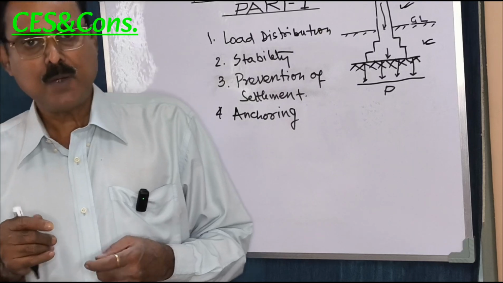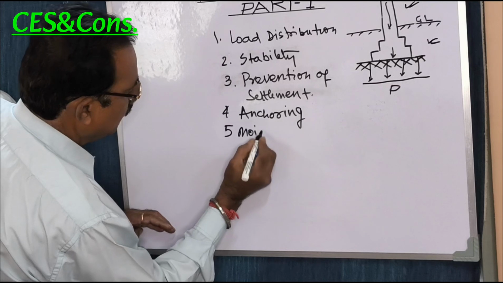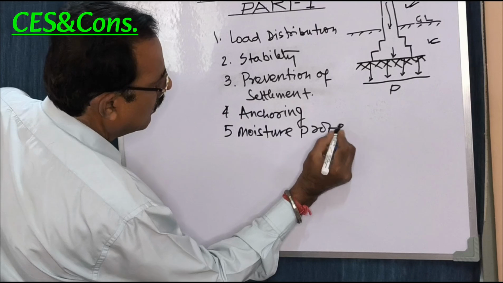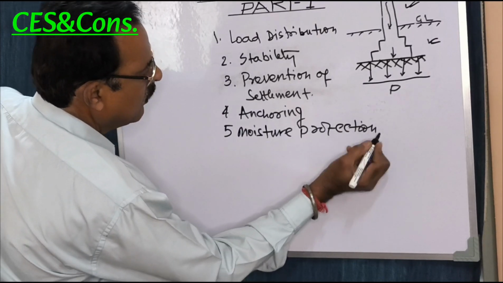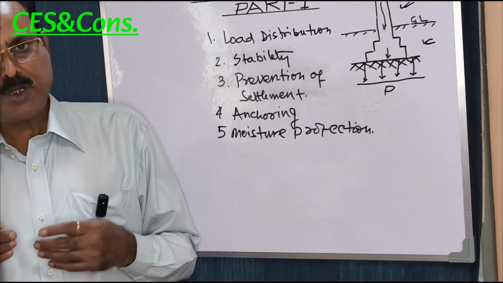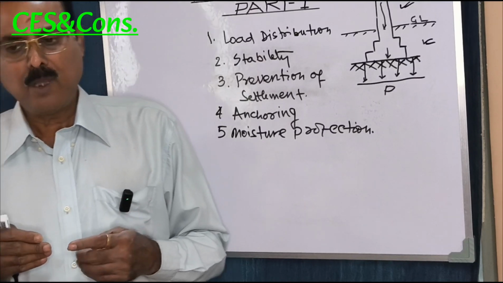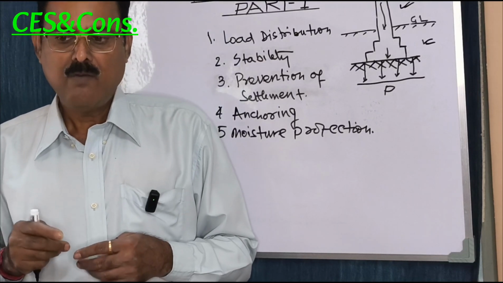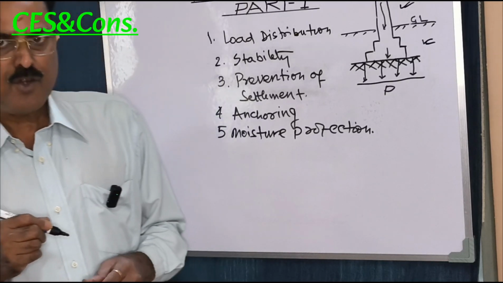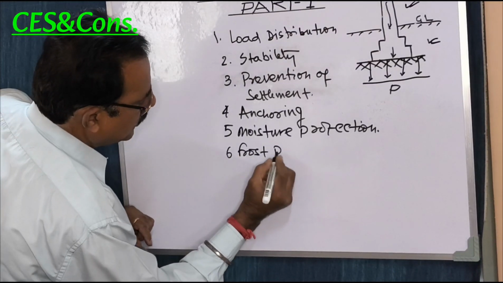The fifth one is moisture protection. Foundations often act as barriers to moisture and water from the ground, preventing dampness and damage to the structure above ground. This is the function of moisture protection. The next function, the sixth, is frost protection. In colder regions, foundations are designed to go below the frost line to avoid damage caused by soil expansion during freezing.